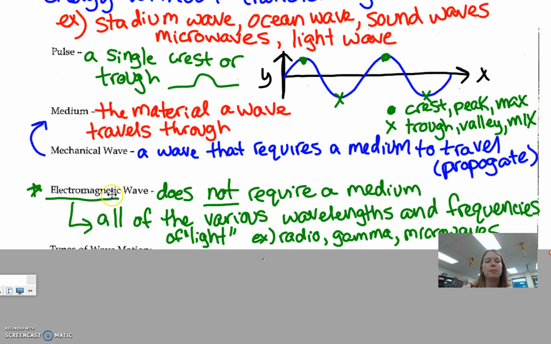A really great piece of evidence for the fact that electromagnetic waves do not require a medium is the fact that we can see the sun. It seems so obvious, but the sun produces light, which is a type of electromagnetic wave, and the light that is produced from the sun travels through the vacuum of space.